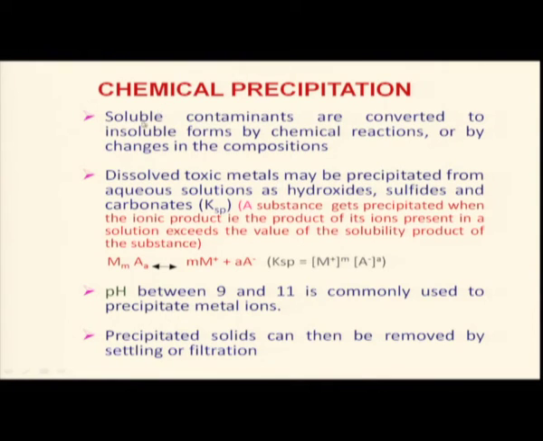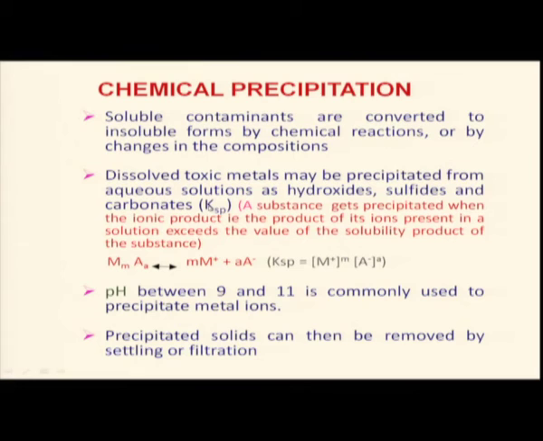What is this? That is, soluble contaminants are converted to insoluble forms by chemical reactants or by change in the composition of the thing. So, any heavy metals under favorable conditions can be converted into insoluble form, that is normally known as chemical precipitation. To understand this, the KSP value, solubility product concept, is very useful. Especially dissolved toxic metal may be precipitated from the aqueous solution mainly through three routes. One is as a hydroxide precipitate, sulfide precipitate, or sometimes as a carbonate also. Of course, the predominant one is hydroxide.